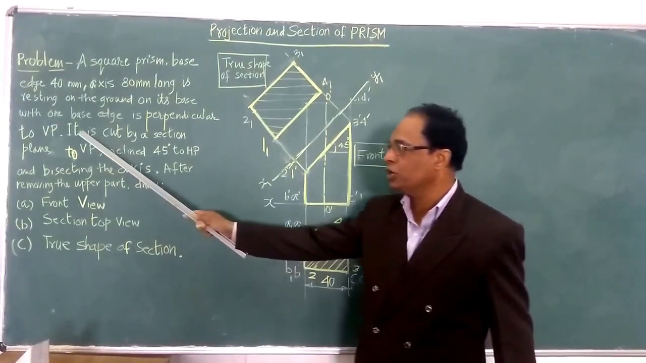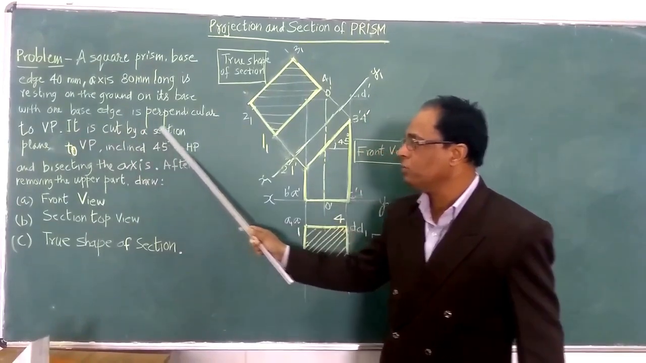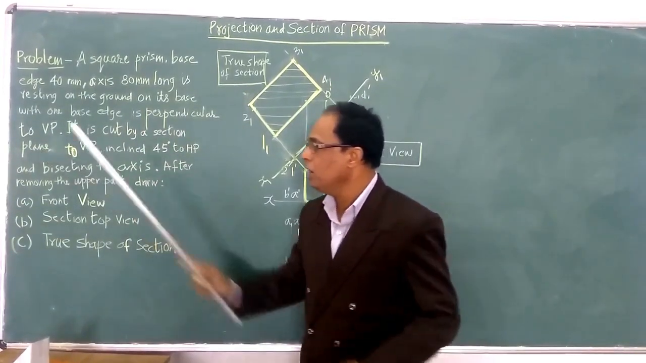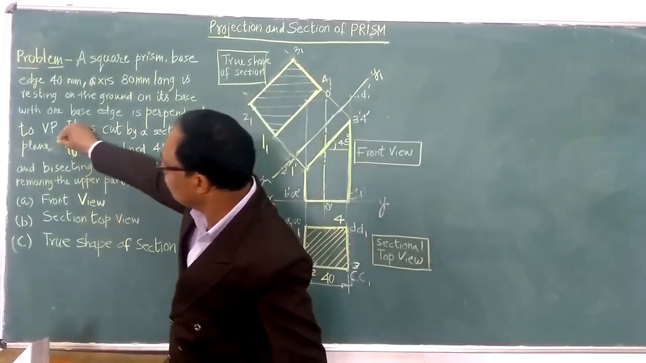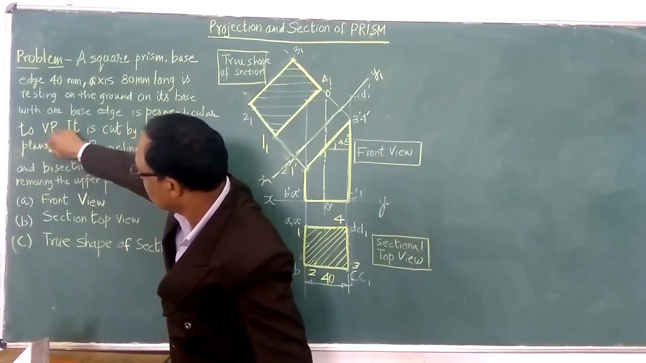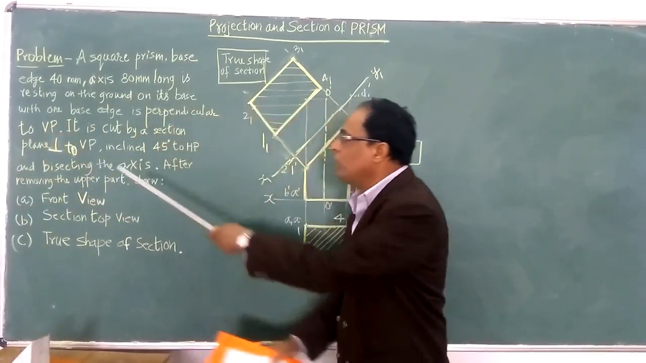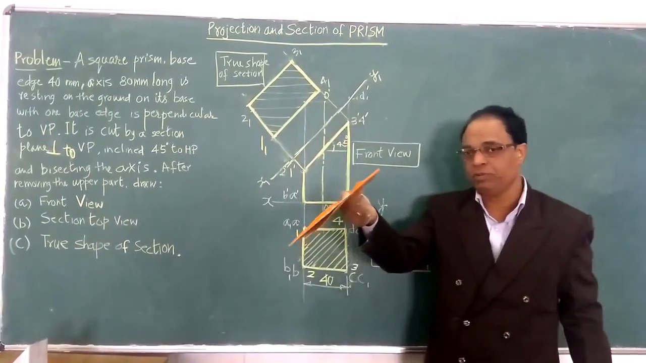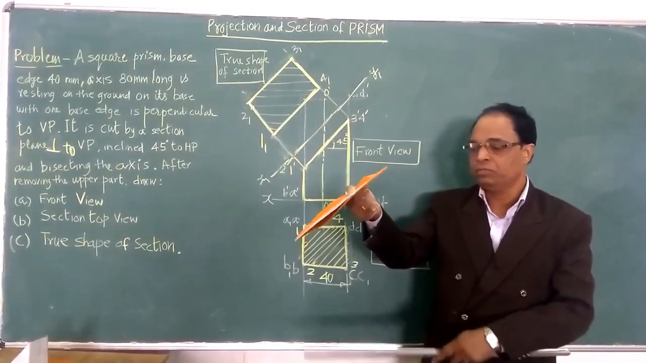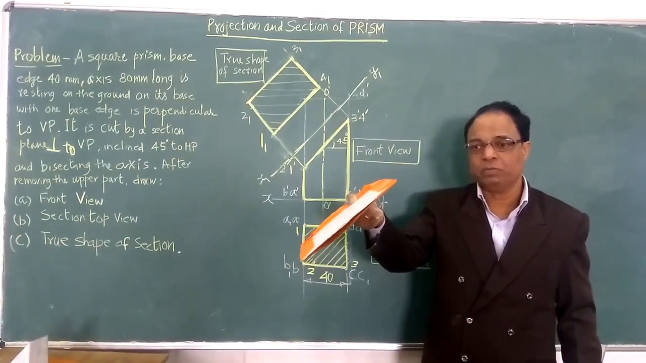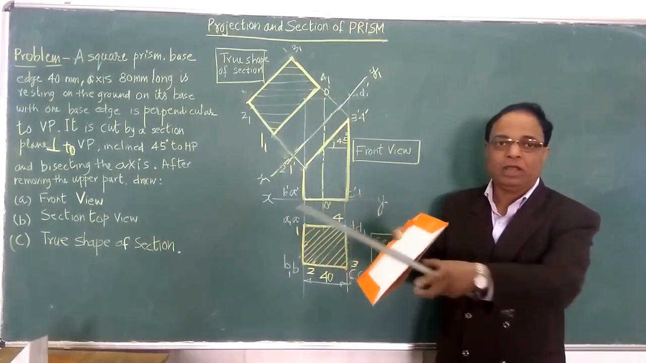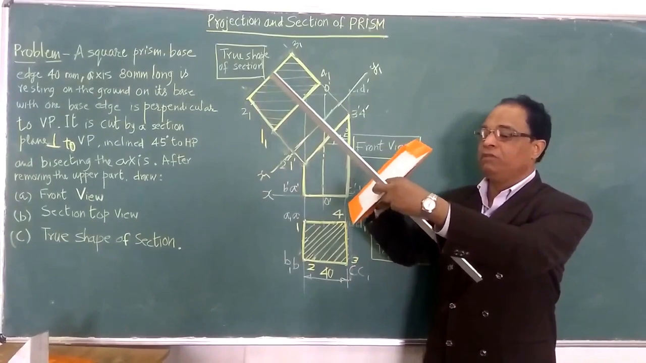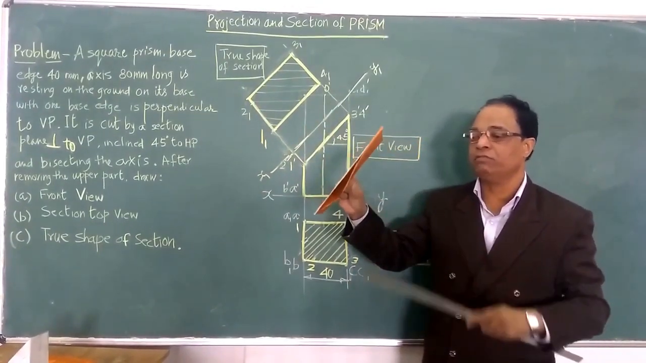As is written in the question, it is cut by a section plane perpendicular to VP and inclined 45 degrees to HP. The prism is cut by this plane, perpendicular to VP and inclined 45 degrees. This angle is 45.